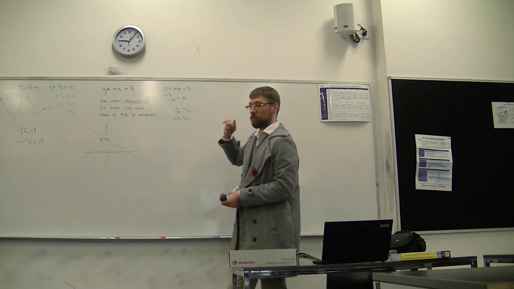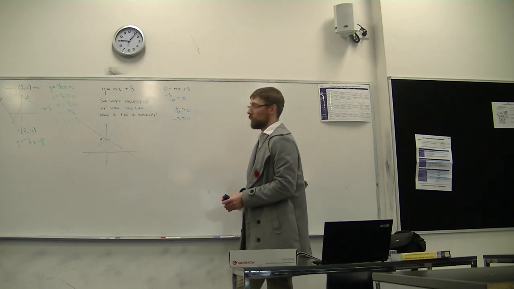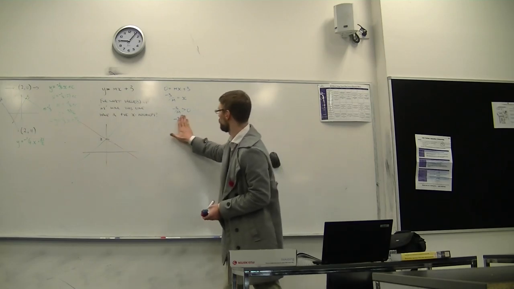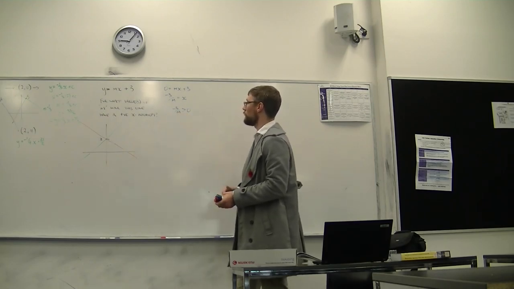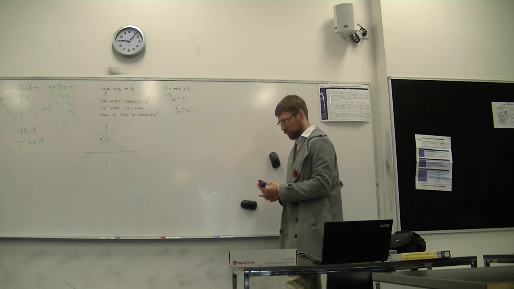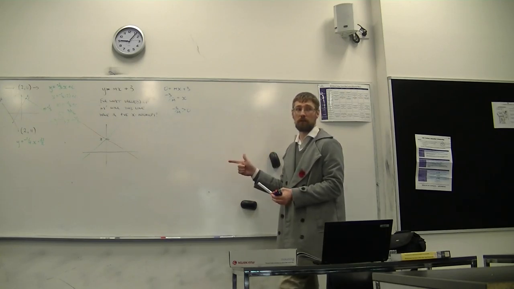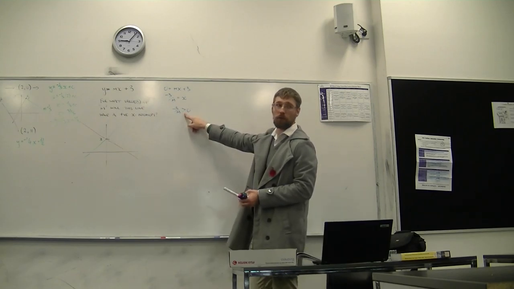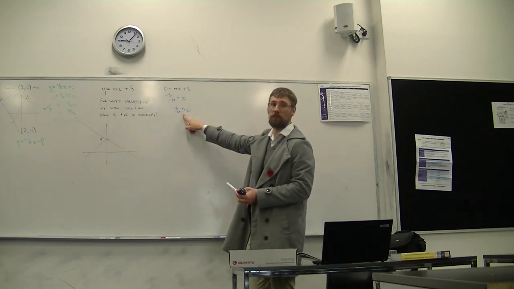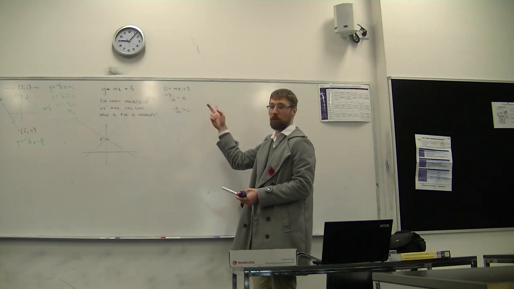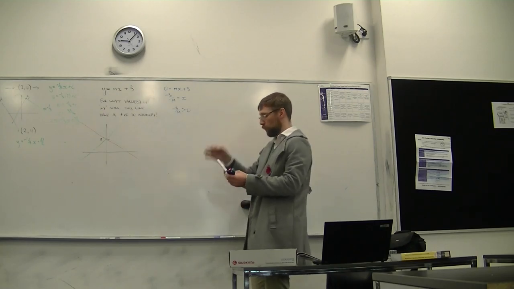Is there a slight problem there? Yes. What's happened? Negative 3 is bigger. Right, this doesn't make sense anymore, right? We've made a slight error in our calculation. Go back a second. What numbers could m be? Could be any number, which includes positives and negatives, yeah?